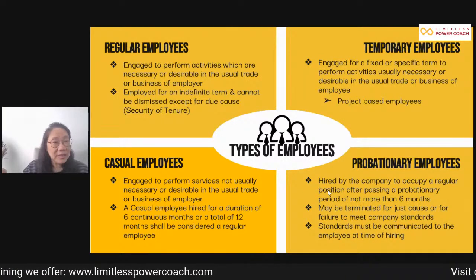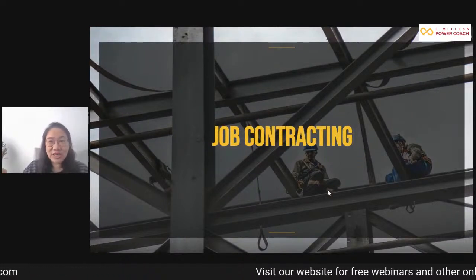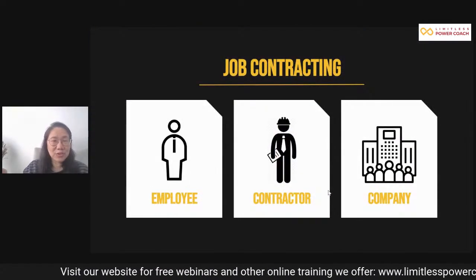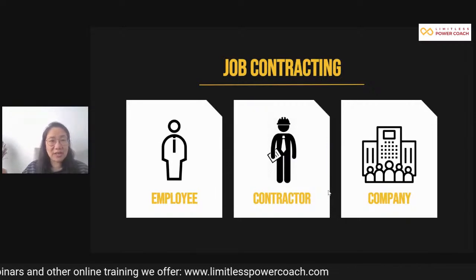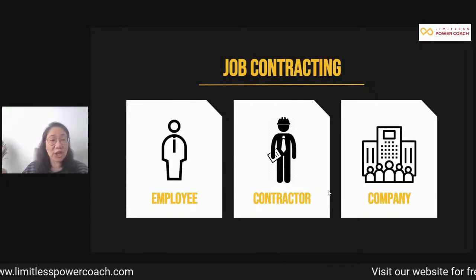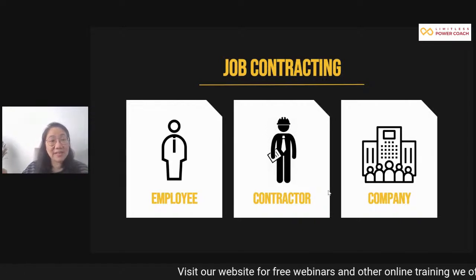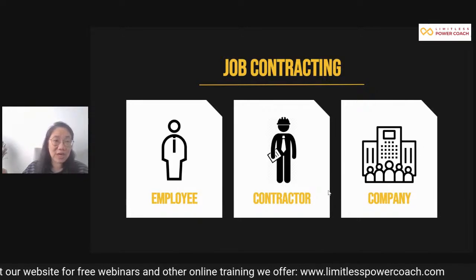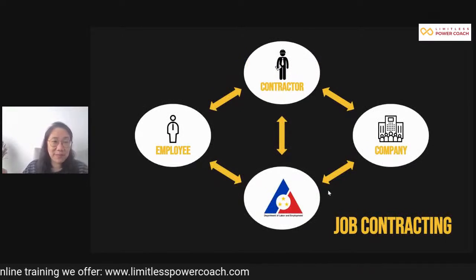Okay. So then we mentioned that we will be talking about job contracting. In a job contracting, there are basically three main players engaged in the contract. These are the company, the company that you represent; the contractor, the company or the organization that you engage to render you the service; and the employee of the contractor who performs the service on behalf of the contractor. And this relationship is actually governed by the Department of Labor.